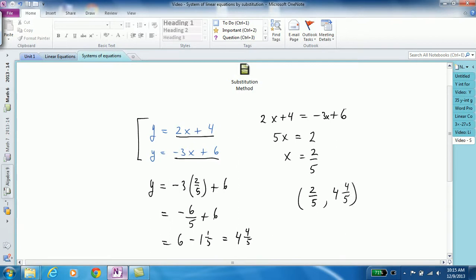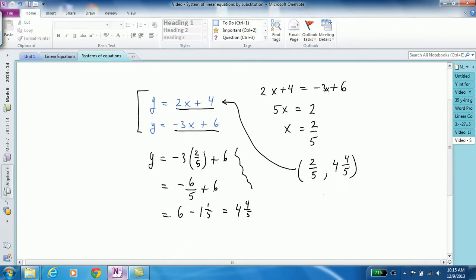Now to check this, this work was all based on the second line. So the best check is to take this point and plug it into the first of the two equations. And if we do that and it works, then that's the right point. So y, which is 4 4/5, we hope is equal to, we wonder if it equals 2 times x, which is 2/5, plus 4. So 2 times 2/5 is 4/5, plus 4 is 4 4/5, which is what we hoped it would be. So that point is indeed the solution to the system.